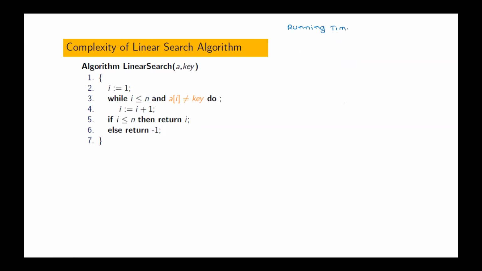Sir, in this algorithm, parameter n is missing, no? We can take it as if A is globally declared, then it doesn't matter, no?